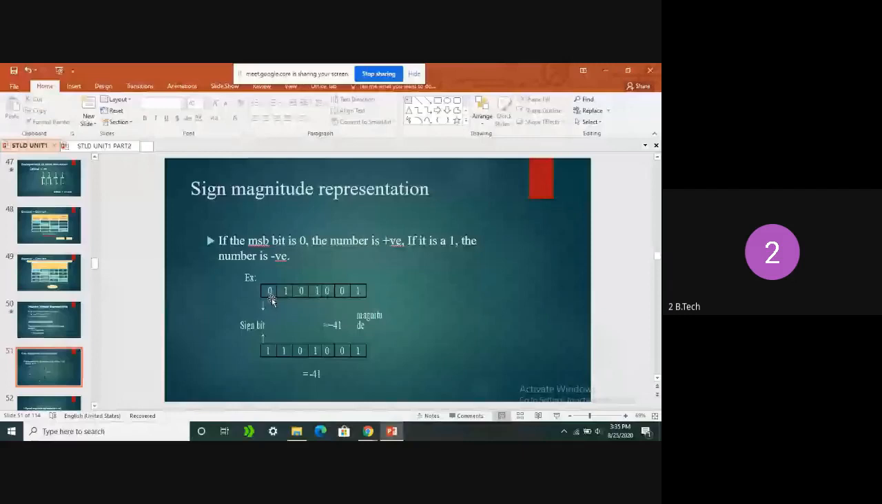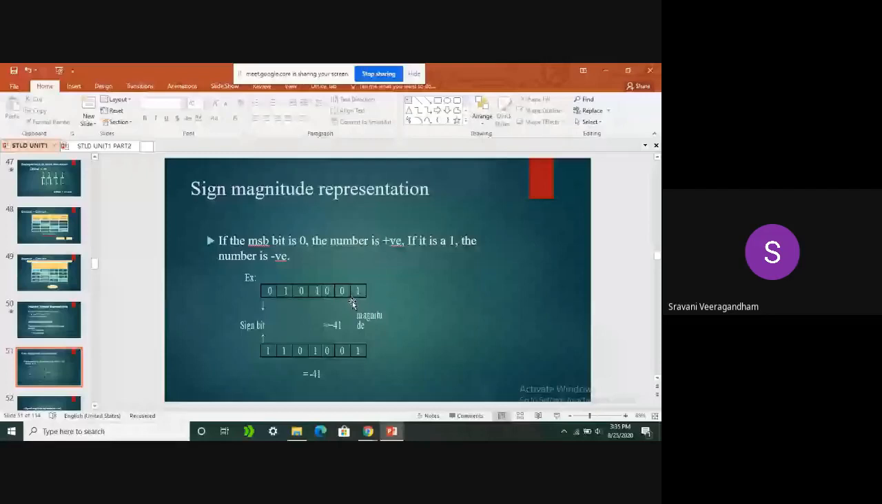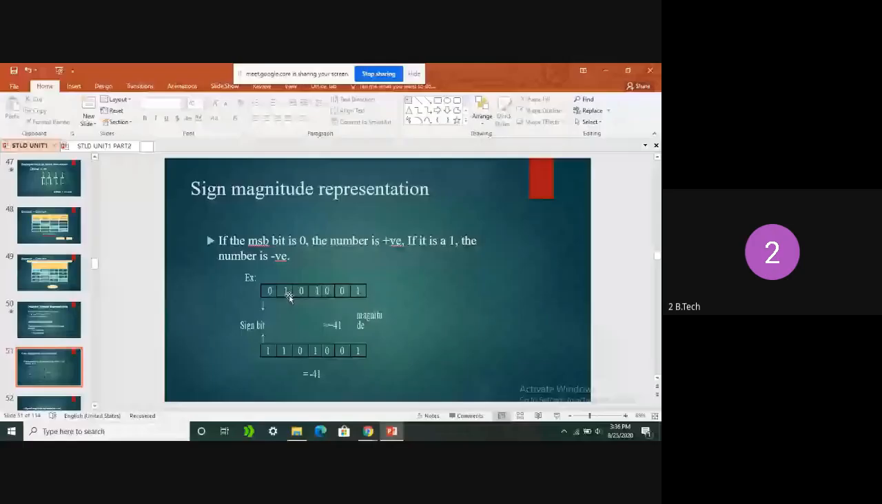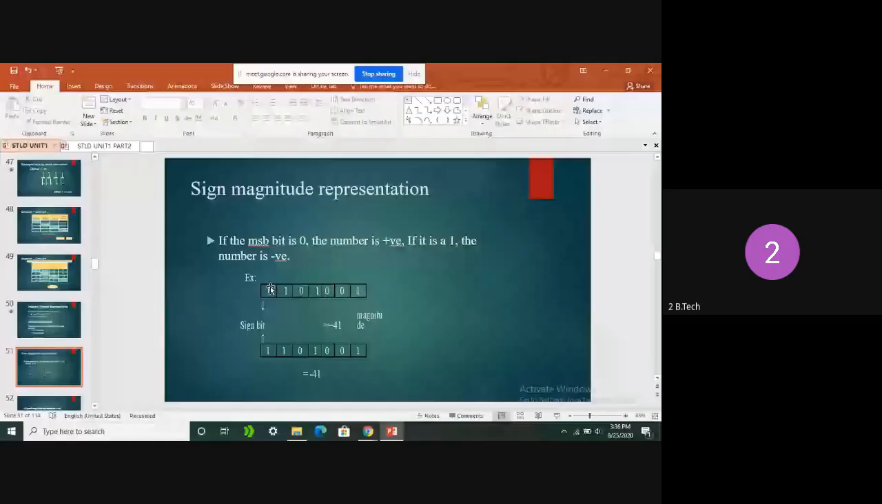See here how positive 41 is represented. The last MSB bit is nothing but the sign bit, and we can check the value: 1 into 2 power 0, and this is 2 power 1, 2 power 2, 2 power 3, 8. 8 plus 1, 9. 9 plus 32, 41. 2 power 5 in the sense 32. 32 plus 8 plus 1, 41. In the MSB position 0 is there, so it is a positive number.